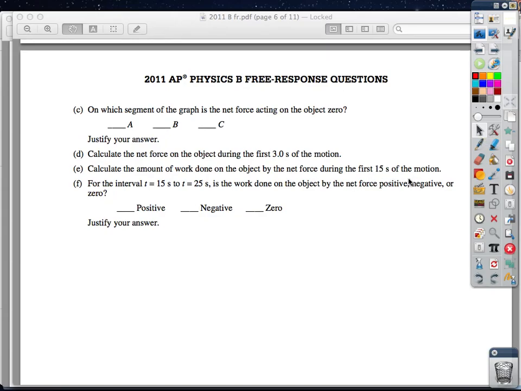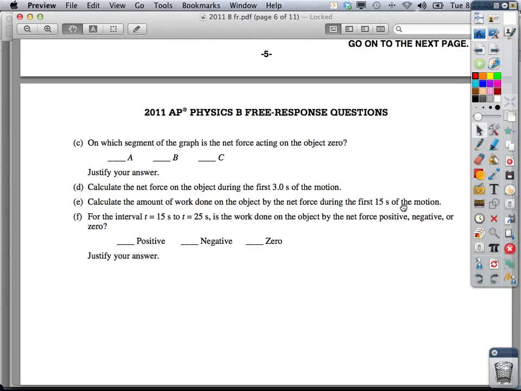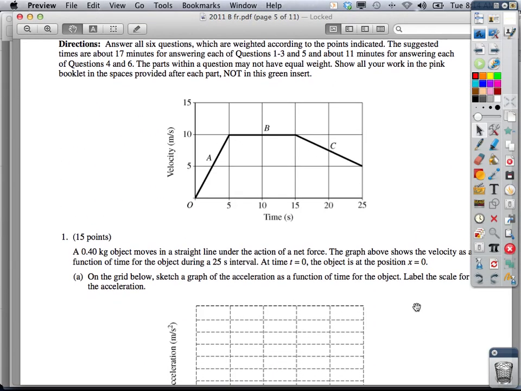All right, so then calculate the work done on the object by the net force during the first 15 seconds of motion. The net work done is simply going to be the force times that distance, right? Or you could be sneaky and figure out the final velocity and then do it that way. Do we know the final velocity? Oh yeah, so there you go. The final velocity in the first 15 seconds was 10 meters per second. So we know that it started at 0. So if it got to here, then that means the work done must have been 1/2 mv squared, right?